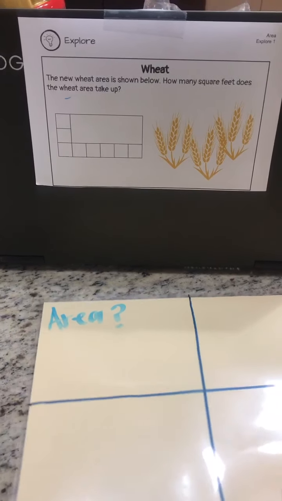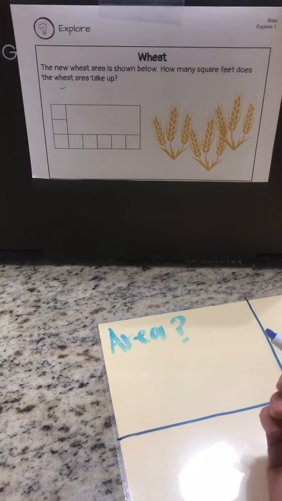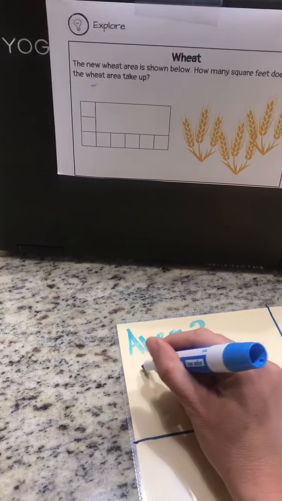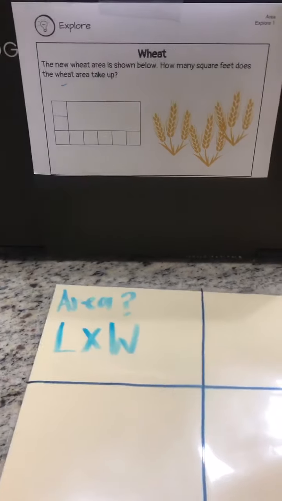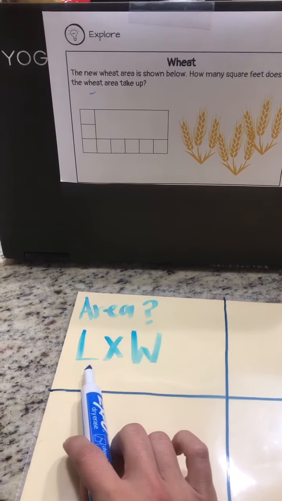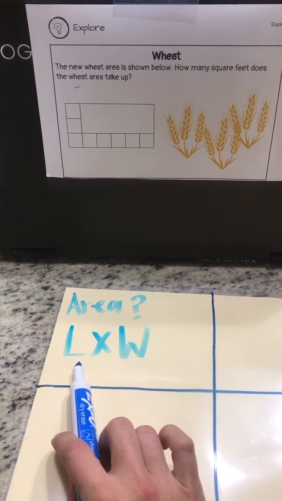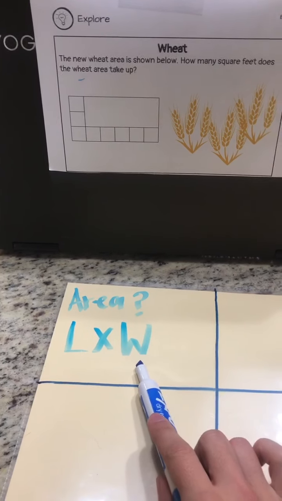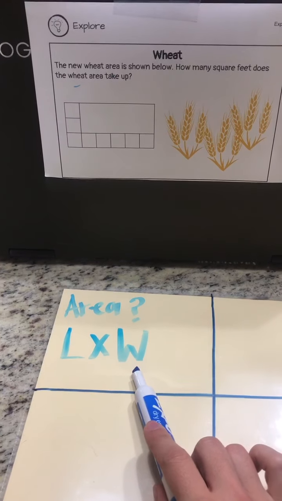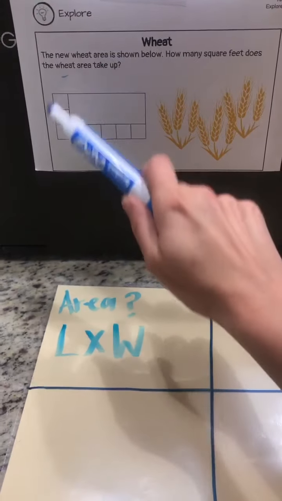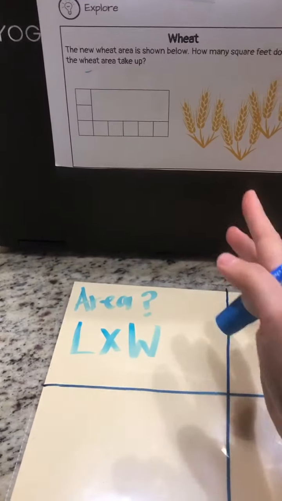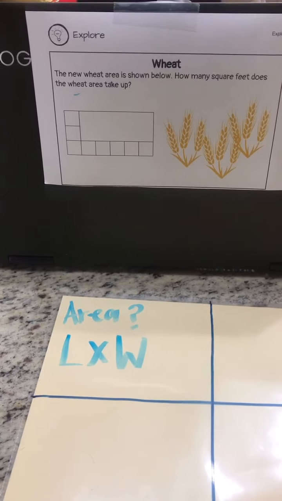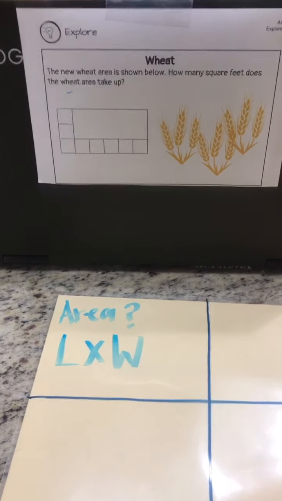So the shortcut for area is length times width. We can write that like this, L times W, okay? L means length or how long something is. W stands for width or how wide something is. If you get confused and think, Miss Nicely, I don't remember which way is the long way, which way is the wide way, it doesn't matter, okay? As long as you do both.